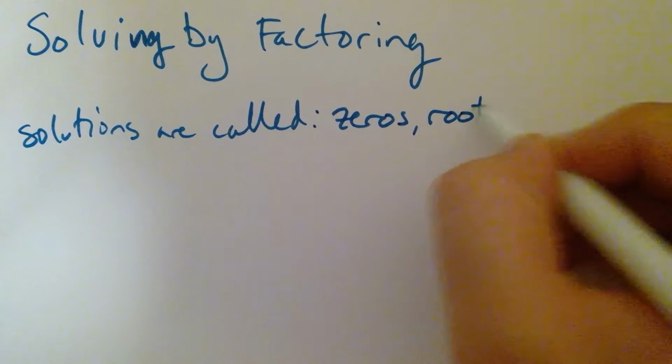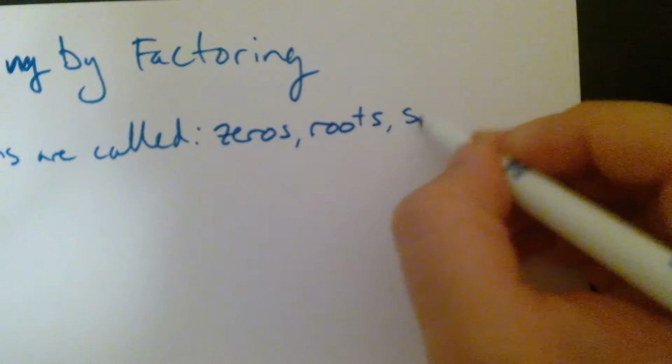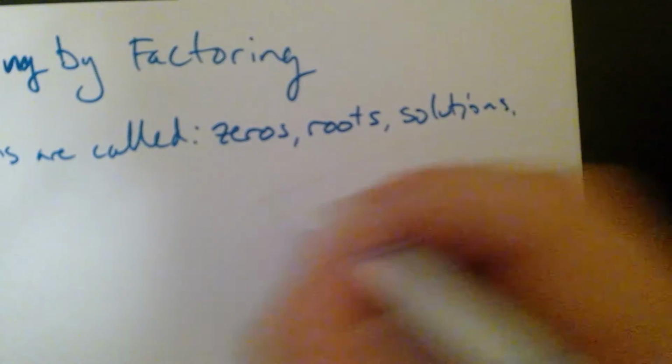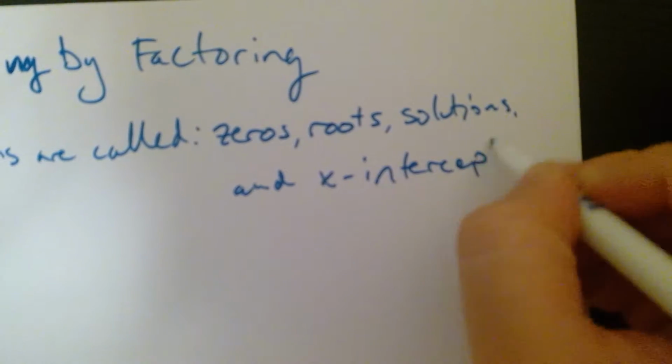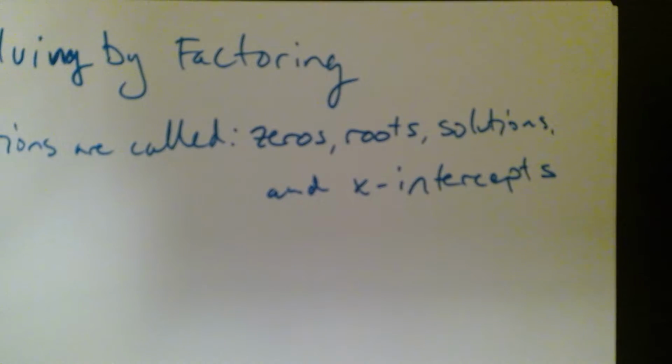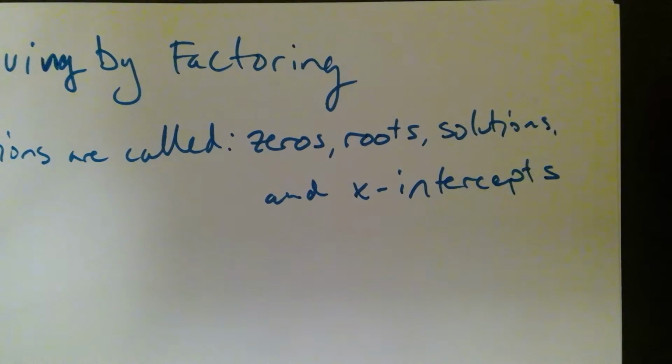zeros, roots, solutions, and x-intercepts. Now we must know all four of those on any test, on any assessment. Anytime we see something with quadratics, any of those four words could be used. You could see multiples, so if you know one of them, you're good. But you've got to know all four.